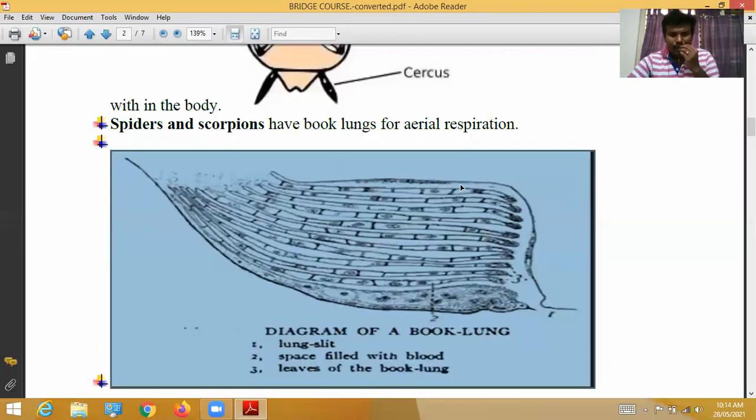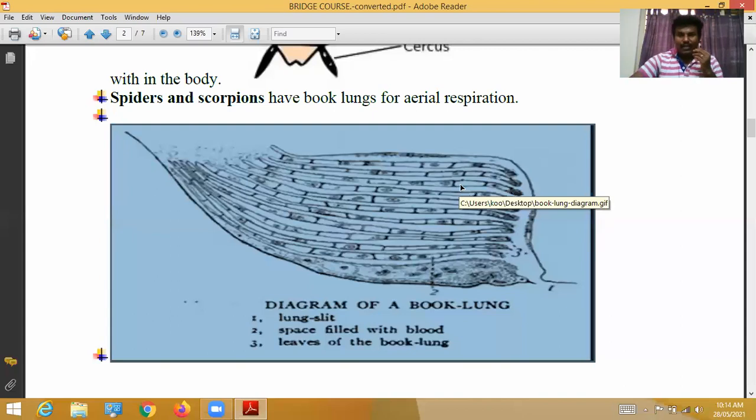Here, human lungs, not book lungs. Our human body lungs are sponge-shaped structures. If you take a sponge in your hand and press it, it contracts. If you leave it, it comes back to its original state. If our lungs were also like spider and scorpion lungs, such lungs would not be able to supply sufficient oxygenated blood throughout our body parts.